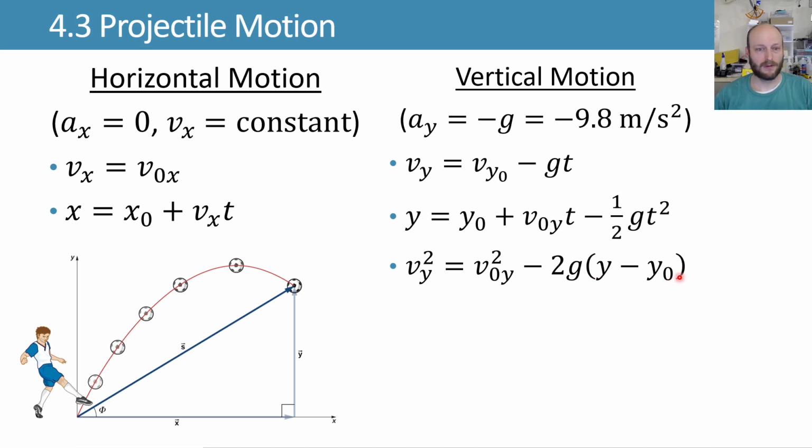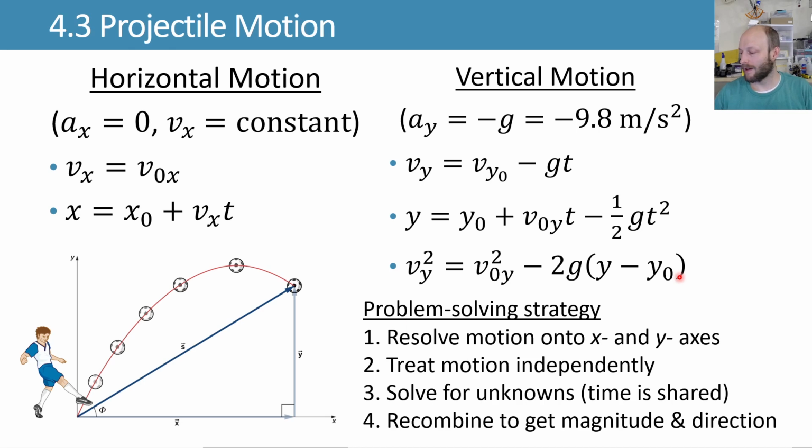And with those, we can resolve our motion onto our x and y axes and solve for what we want. So our strategy will be just doing that, resolving our motion onto x and y axes and treating the x motion and the y motion separately, solving for the unknowns that we want to know, realizing that at a given point in time, at a given position, our time is shared. So if we're considering a specific position, the time to get there has to be the same for the x motion as the y motion. And then we can recombine to get magnitudes and directions of whatever we want to analyze.